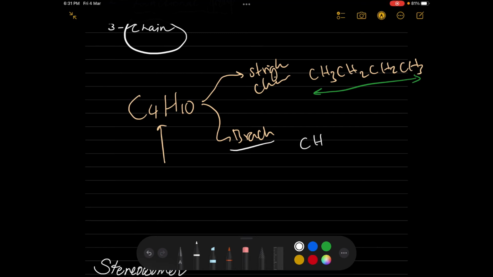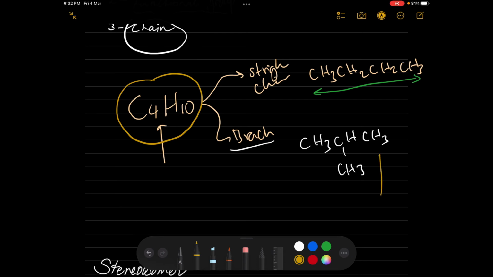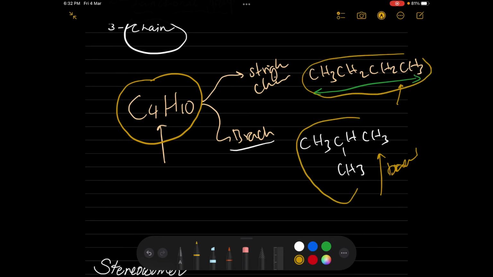Suppose that you start with CH3, CH, CH3, and then CH3 here, like this. In this case, we have the same molecular formula. We have 4 carbons, but one of them is a branch, and the other has a straight chain. In this case, we have isomers. These are totally different compounds with different chemical and physical properties, as we can see. And a very good example to take is the boiling point.